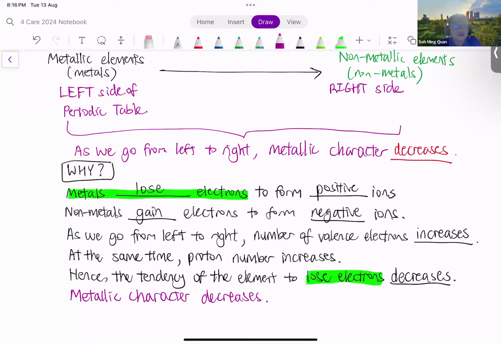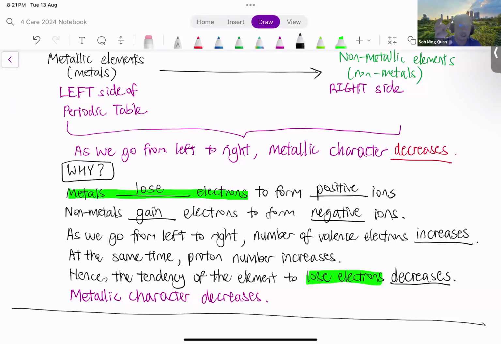Okay? So I know this sounds very commonsensical, but the explanation, as you can see, is very much rooted in terms of electrons. And that's something that I think many students do overlook at times, right? So this is an important trend under the topic of periodic table, that metallic character decreases as you go from left to right. And this is the explanation in terms of electrons. All right, so let me pause the recording for a short while for you to take this down.